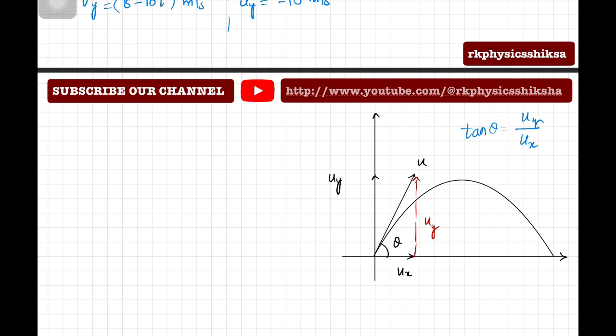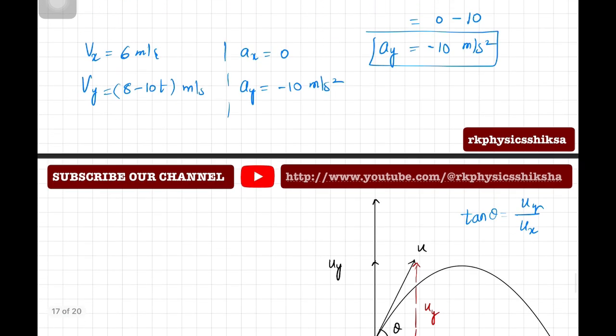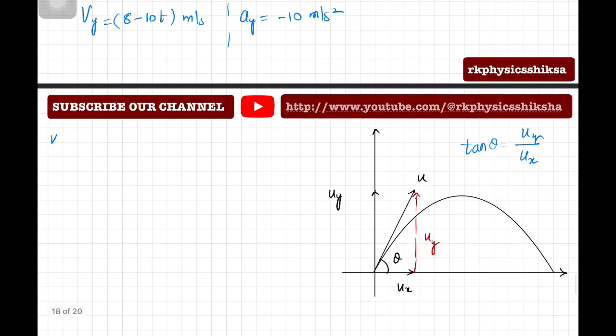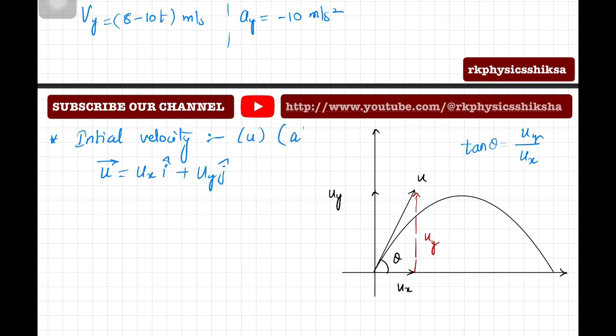But what is the initial velocity equal to? Here, I have vx as 6 meter per second, which remains constant at any instant of time. The velocity of projection with which the body is projected, which I take as u, I can write as u bar equal to ux i cap plus uy j cap. This initial velocity is calculated at what time? At t equal to 0 seconds. Whatever the velocity of the particle is then will be the initial velocity of the particle projected with an angle theta with the horizontal.